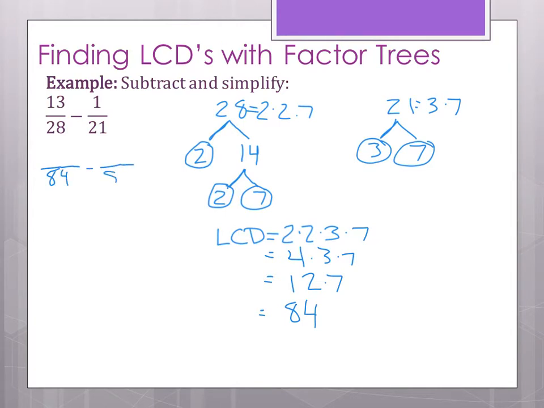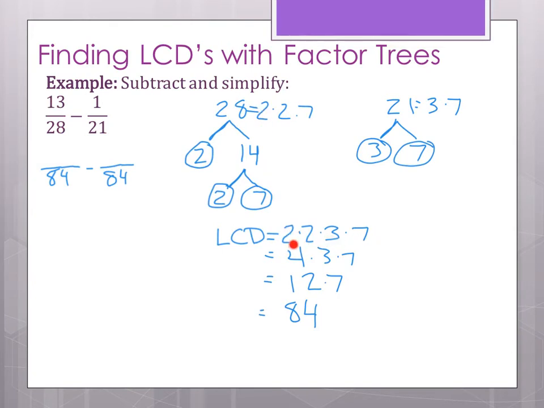Now I need to figure out what I need to multiply my original fractions by to get a denominator of 84. So I need to figure out what 28 times some number will give me 84. I could do some long division if I wanted to, but factor trees are helpful for this too. I'm going to look at my list of primes for 28 and my list of primes for the LCD.